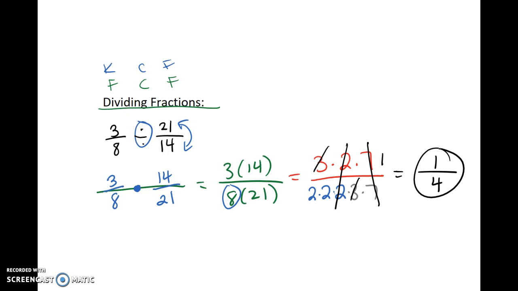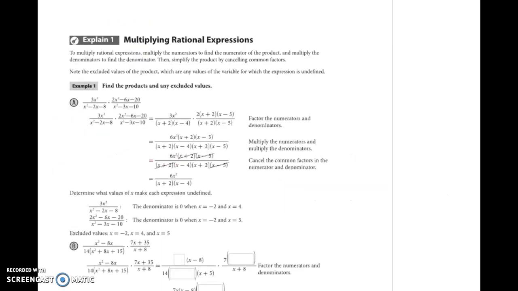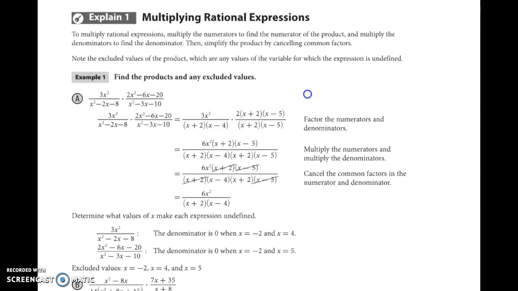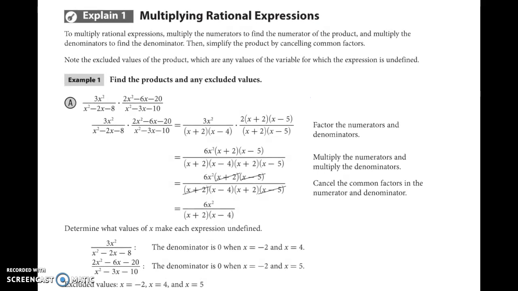Now let's see if we can take what you just watched and apply it to our Explain 1 on page 440. Explain 1 says multiplying rational expressions. What we're going to do is factor the numerator and the denominator, and then multiply the numerators with the numerators, denominators with denominators, and then cancel those common factors. So these are our 3 steps that we're going to do.